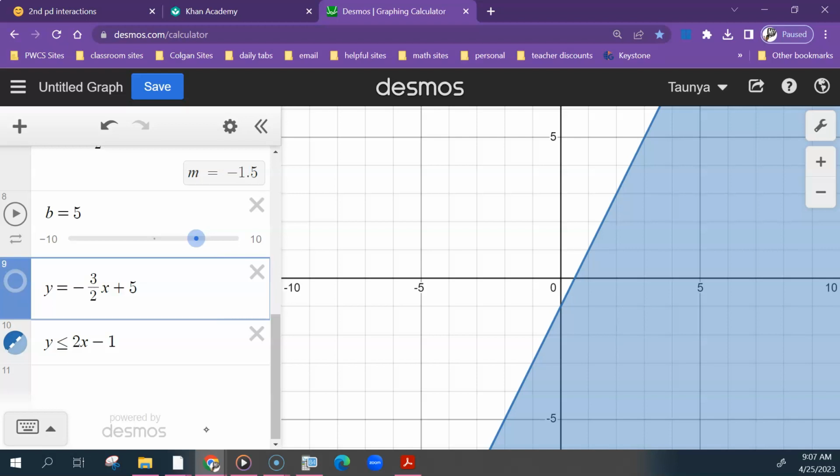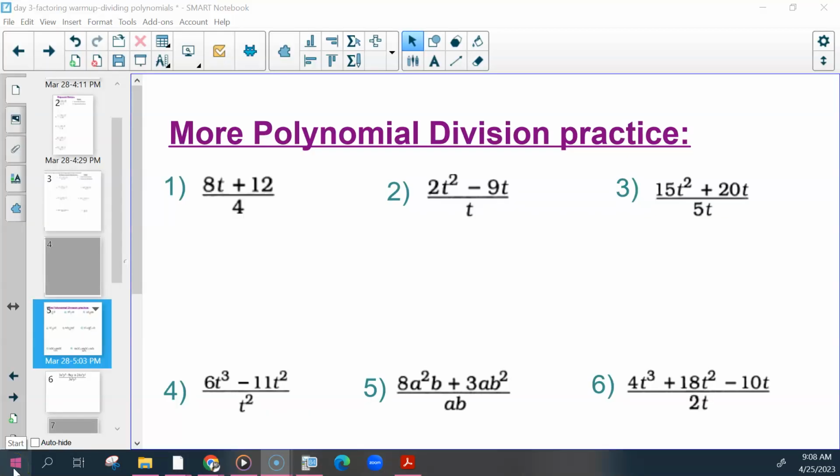Once you have that written down, go ahead and pass your answer sheets up. So back tables, pass yours up to the front. Find a page that looks like this.